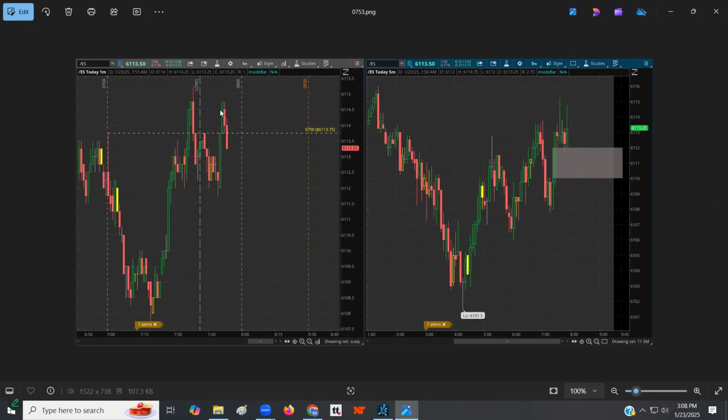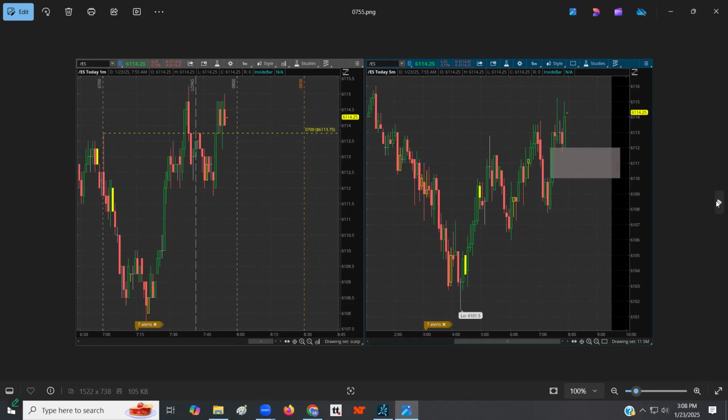0753, ran up. Didn't close my trade. Shame on me. Yep. And already doing that reversal. Shame on me. Didn't close it. 0755. See this holding up strong. Still didn't close my trade yet. Shame on me. Getting ready to close at 8:30 news. I don't want to be in the position.